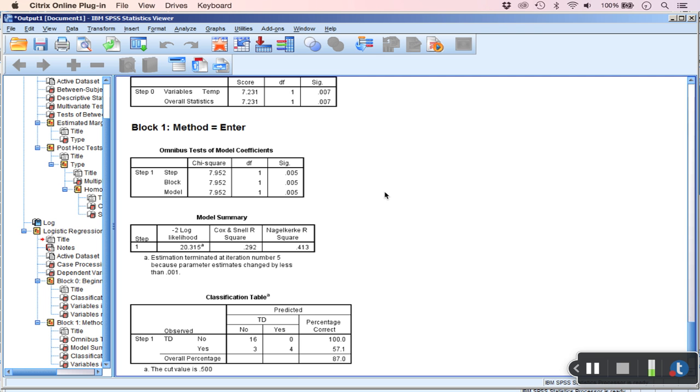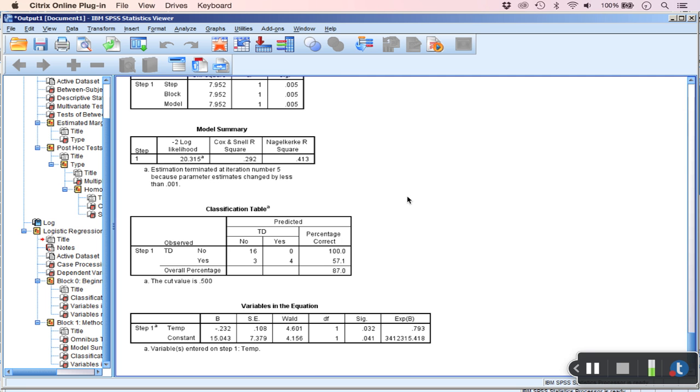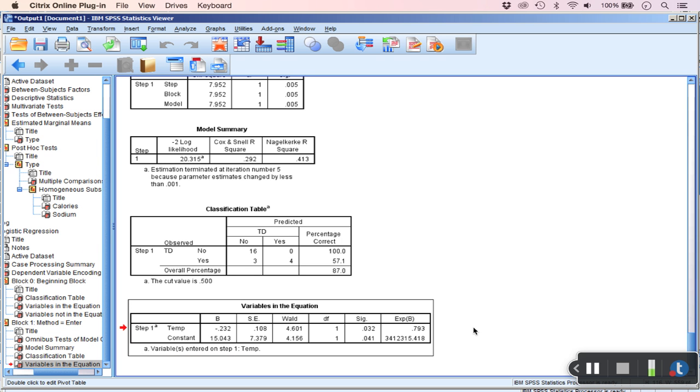What we really want to do is scroll all the way down to the bottom. Here we have block 1, method equals enter. It's testing our overall prediction model, in this case using a chi-square test, and the overall chi-square model gives us a significant chi-square value. Scrolling down a little further, at the very end we have the table labeled variables in the equation. This might look familiar because it's analogous to our multiple regression. Here we have a B coefficient associated with temperature, negative 0.232, and we also have a constant.